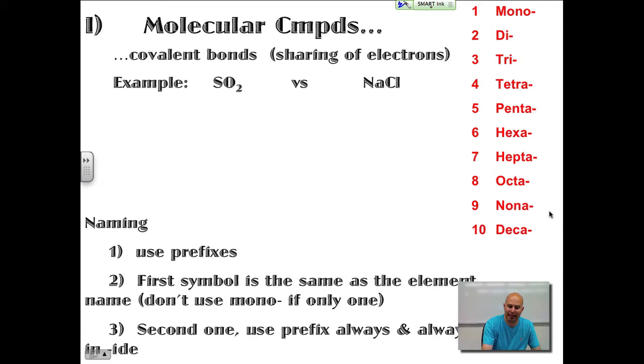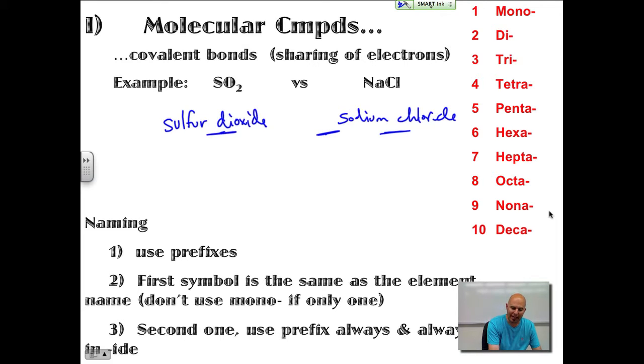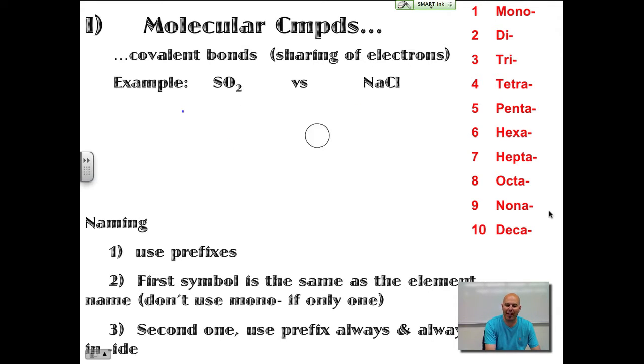This SO2 is, again, covalently bonded. So this one would be sulfur dioxide versus sodium chloride. Notice no prefixes here at all. Yes, we do need a prefix because it is covalent. Okay? Now, how do you tell if it's covalent versus ionic? Well, you need to know a little bit about your periodic table.